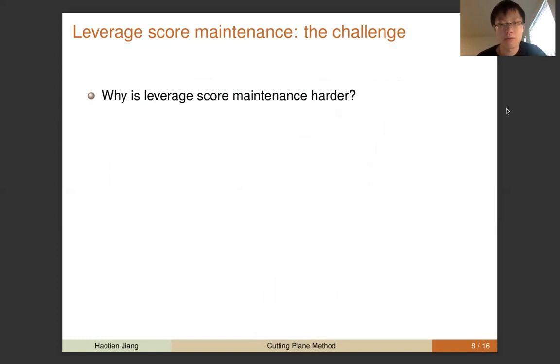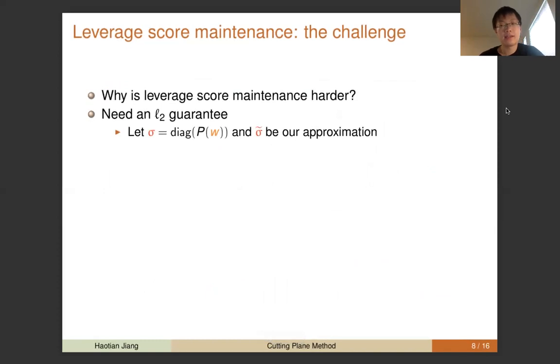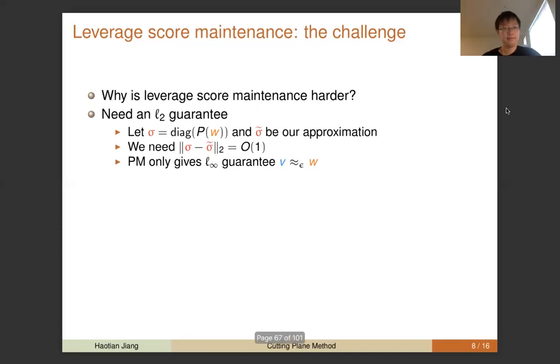Why is leverage score maintenance harder? So first of all, the guarantee we need for leverage score maintenance is an L2 guarantee. So let's say sigma is a diagonal entry of the projection matrix PW, and sigma tilde is our approximation. So what we need is that the error of our approximation has L2 norm at most a small constant. On the other hand, projection maintenance only gives an L infinity guarantee.